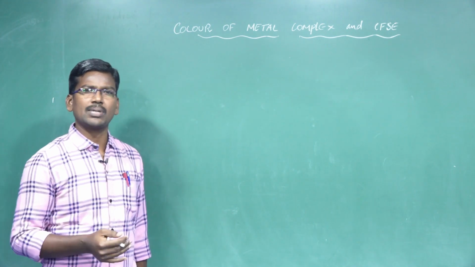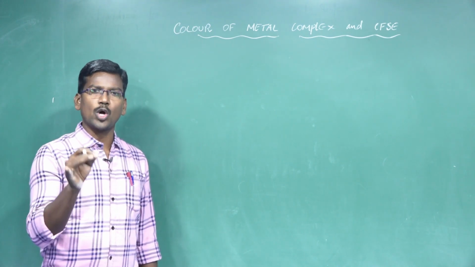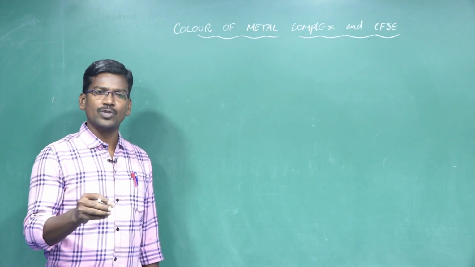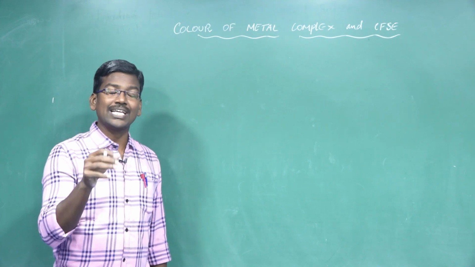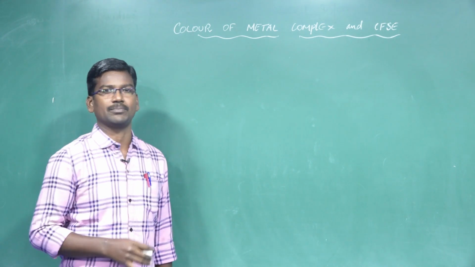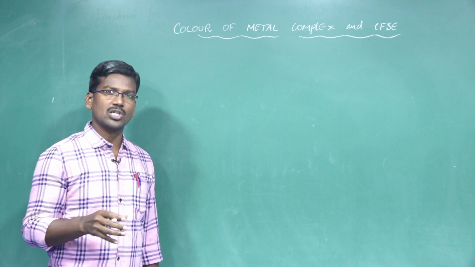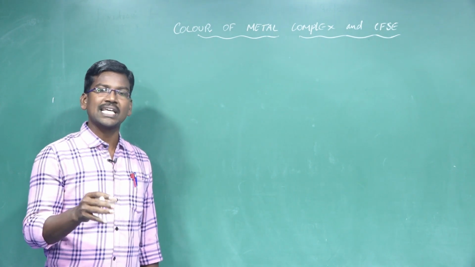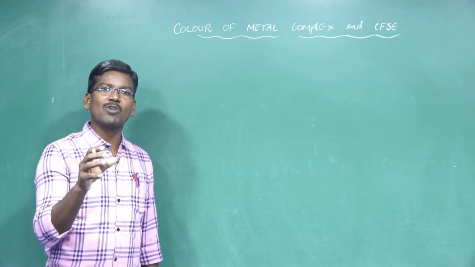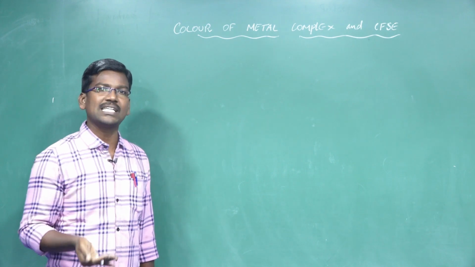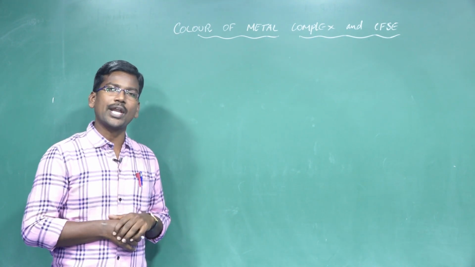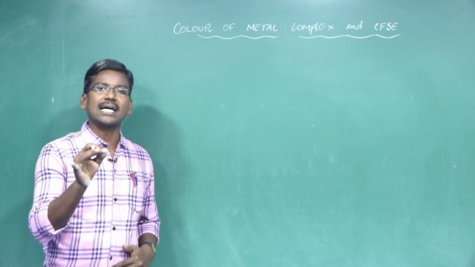Most of the transition metal complexes are colored. The coordination compound or complex exhibits color because it absorbs light of a particular wavelength in the visible region and transmits the rest of the colors in visible light. That's why most coordination complexes appear colored.